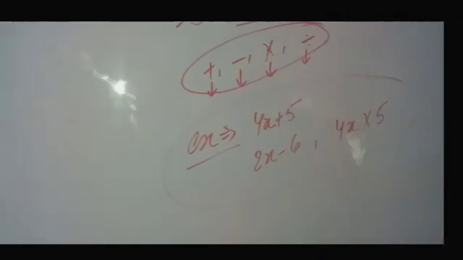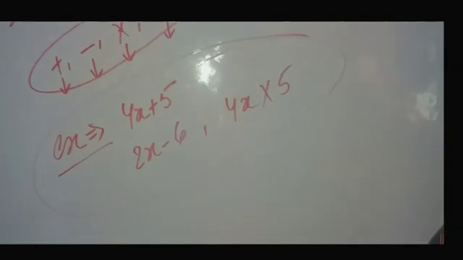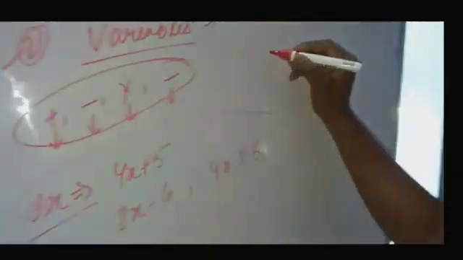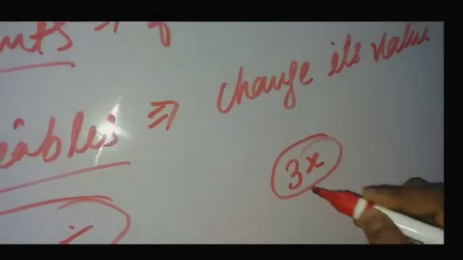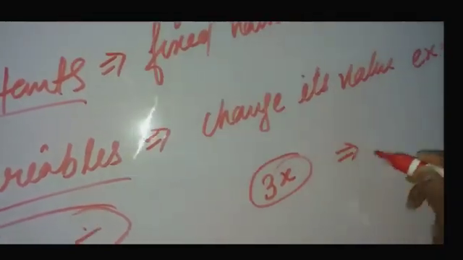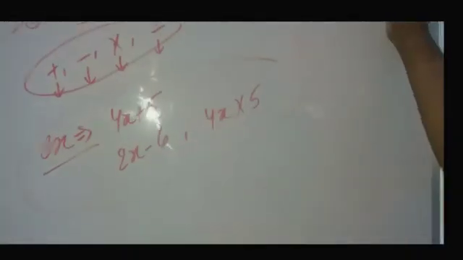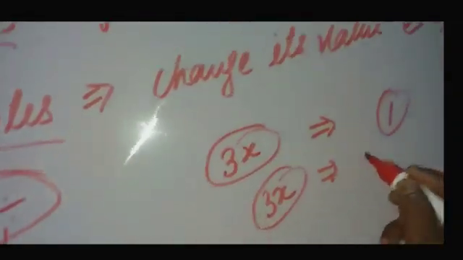Understand, students? Our next topic is terms of an algebraic expression. As the algebraic expression, we write 3x. In 3x, there is one term, and the term is 3x. The term is 3x and the number of terms is 1.